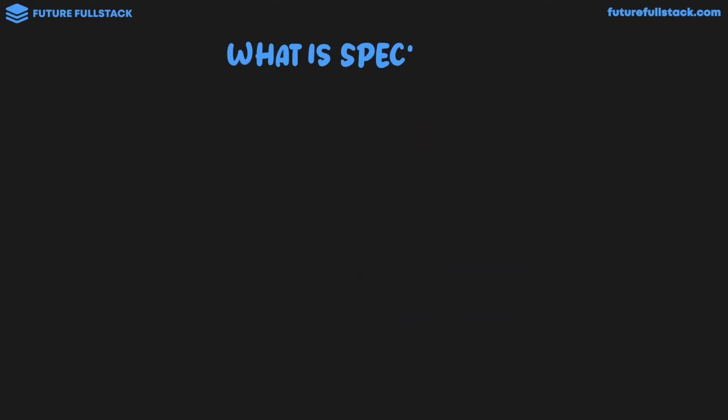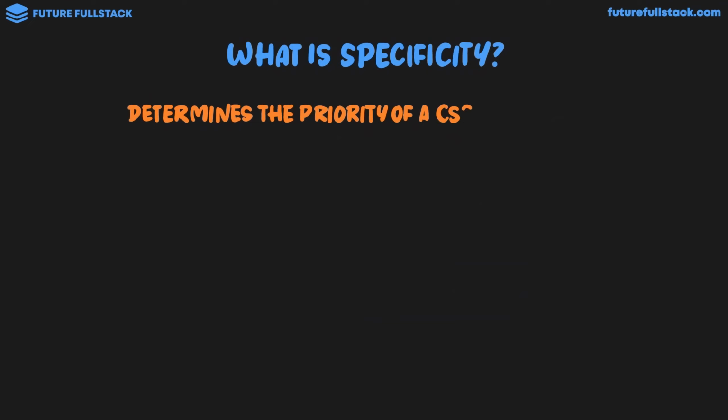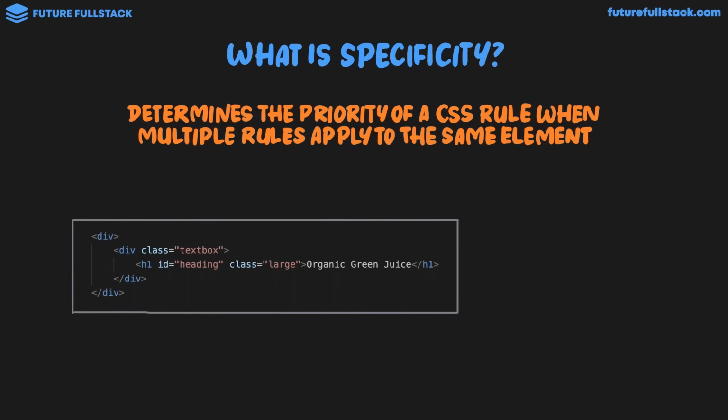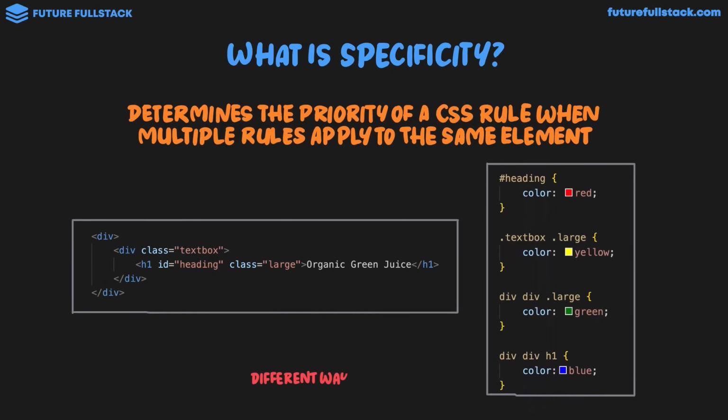So what is specificity? Specificity determines the priority of a CSS rule when multiple rules apply to the same element. Let's have a look at this snippet of HTML. We have an H1 nested inside a div, which is then nested inside another div. In our CSS, we have 4 different ways of selecting the same element. The first rule is using the ID selector. The second rule is using the descendant selector, where the class textbox is the parent and the class large is the child.